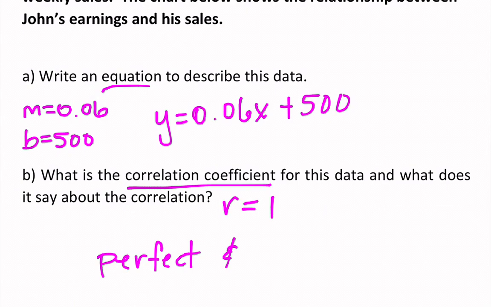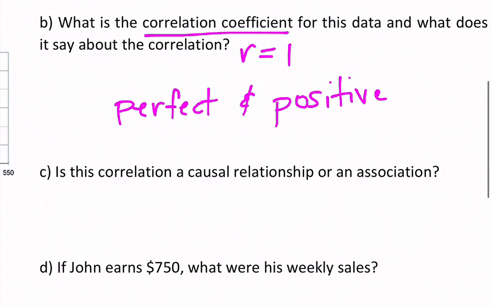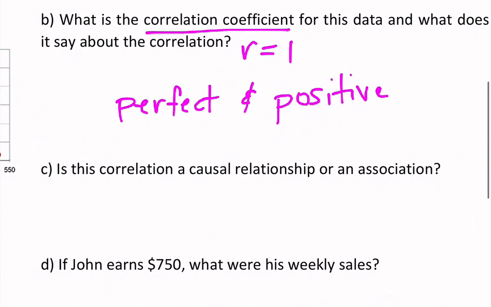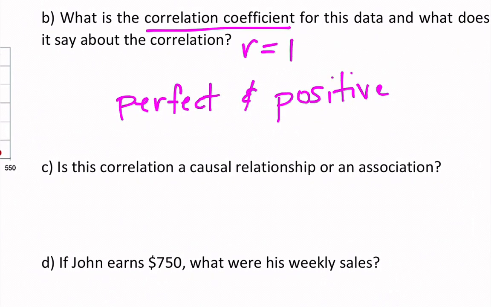And it's a positive 1, so I know it's a perfect and positive correlation. So remember, all the data points would have fallen exactly on top of a positive line. Okay, now we're talking about, is it a causal relationship or an association? So does one cause the other one to happen or not?